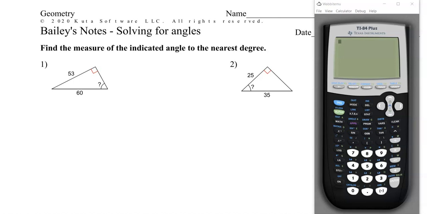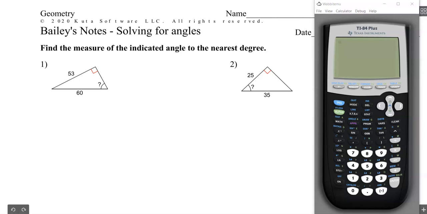These three problems kind of represent any problem you'll see in that last section, solving for angles. You might be using a calculator a little bit different than mine, but the keys are pretty much the same. So first thing you need to do is, they give you two sides of the triangle, and you're trying to find one of the angles.